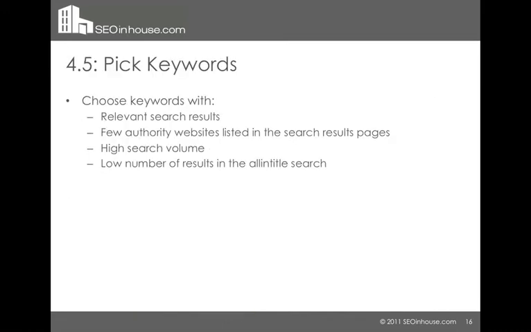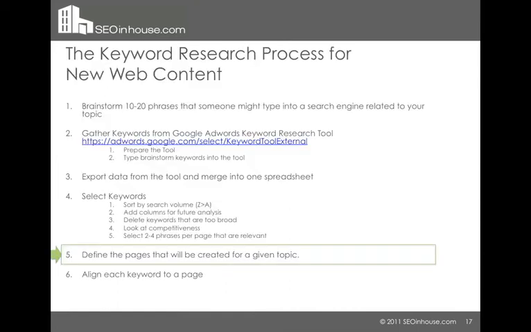Now you want to pick the keywords. So in this step, what you're actually going to do is choose keywords with relevant search results that have few authority sites listed in the search results pages, have a high search volume, and a low number of results in the allintitle search. These are going to be your least competitive phrases. Now the next step, now that we've picked the keywords that we're going to target, is to actually define pages that will be created for a given topic.